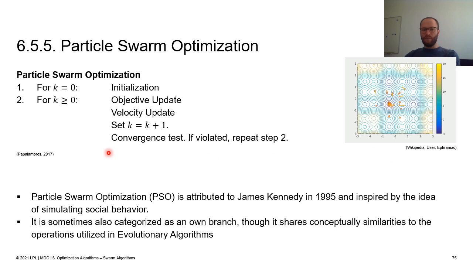You can also see one difference by looking at the overview of the algorithm. Here is no recombination, no mutation, no evaluation or selection explicitly, but other terms such as objective update or velocity update. However, James Kennedy stated that even though sometimes it's referred to as its own branch, so-called swarm algorithms, it shares conceptual similarities to evolutionary algorithms, and that's the reason why we categorize the particle swarm optimization also as an evolutionary algorithm.